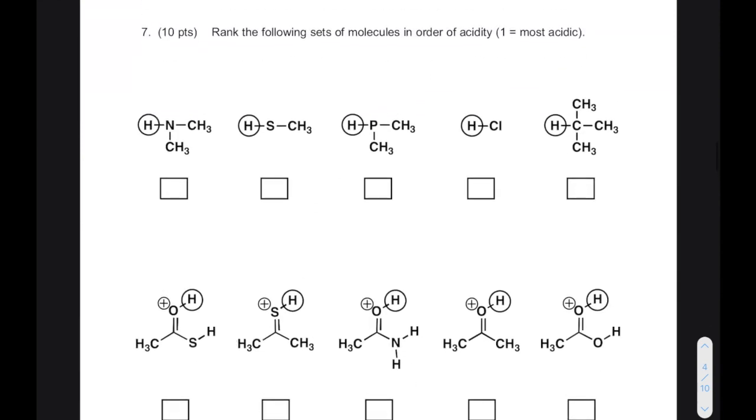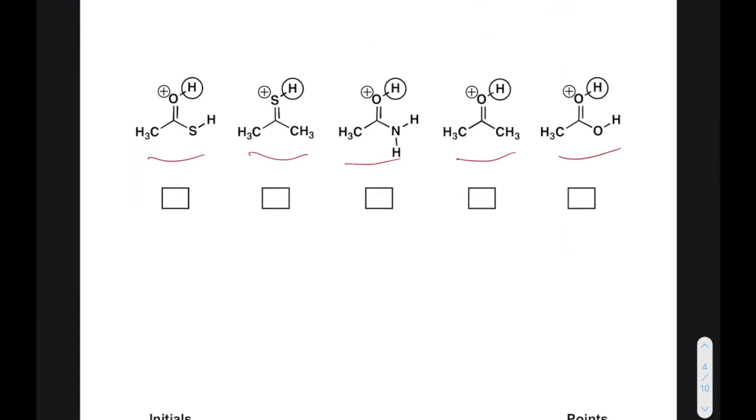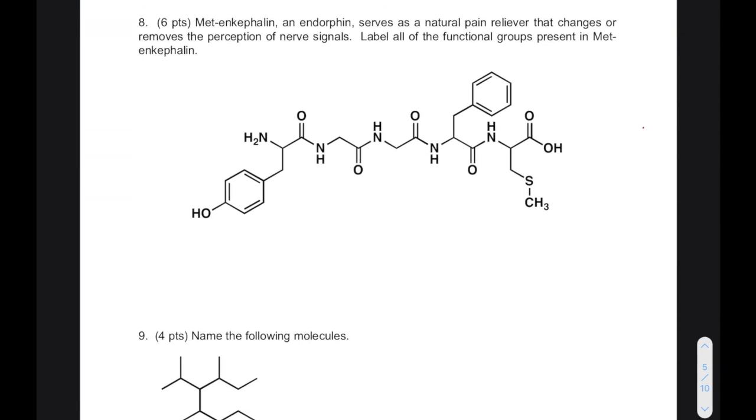Question 7 is going to be ranking these molecules in order of acidity. These are also good problems to be really driving home the concepts of acids and bases. Question 8, met-enkephalin, I hope I pronounced that right. An endorphin serves as a natural pain reliever that changes or removes the perception of nerve signals. Label all the functional groups present in met-enkephalin. So if you are not that familiar with functional groups, I'm going to be putting out a summary of all the necessary functional groups in organic chemistry in a follow-up video. So take a look at that if you need refreshing.